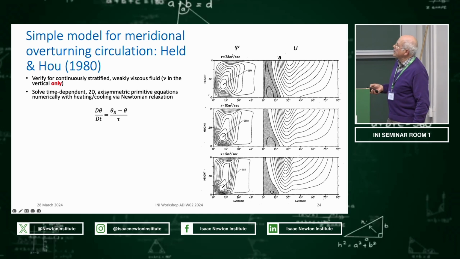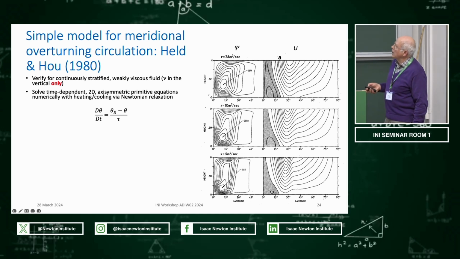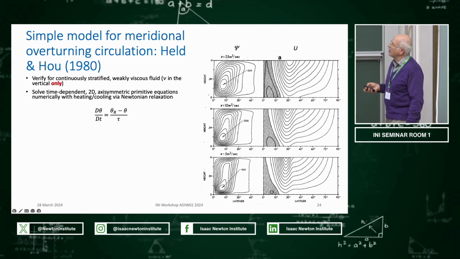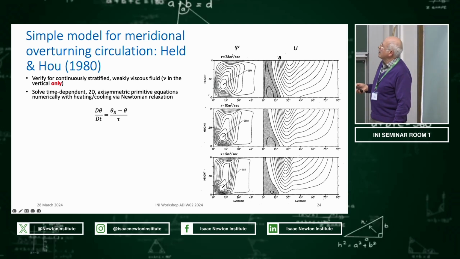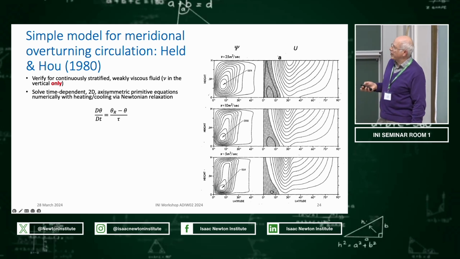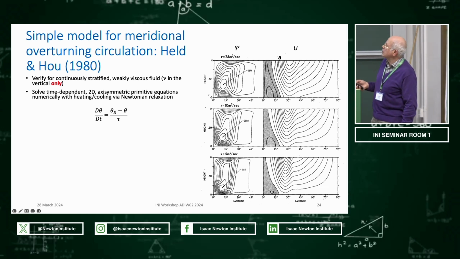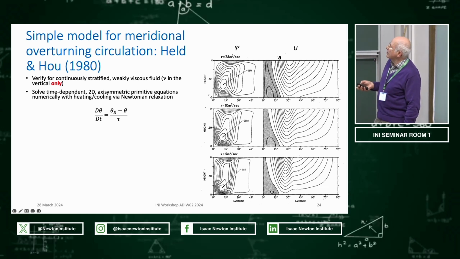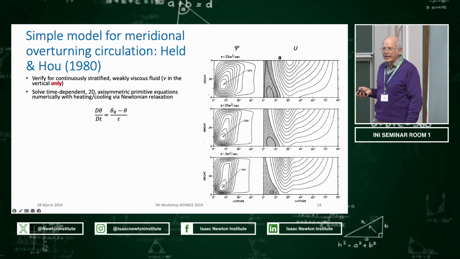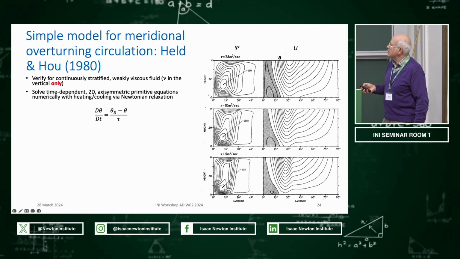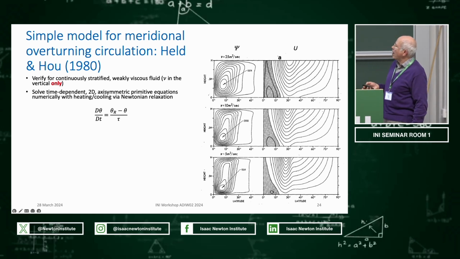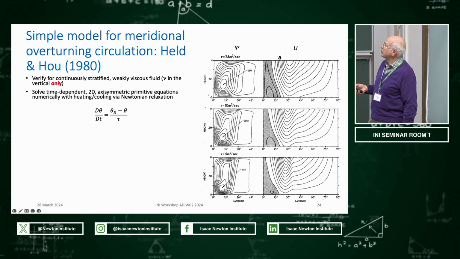So this can be realized in a numerical model for a continuously stratified weakly viscous fluid in which we can still keep the notion that we're not going to allow any local superrotation by allowing the viscosity term, the diffusion term, to act in the vertical direction only. So that essentially means that angular momentum flux can only act down gradient in that direction.